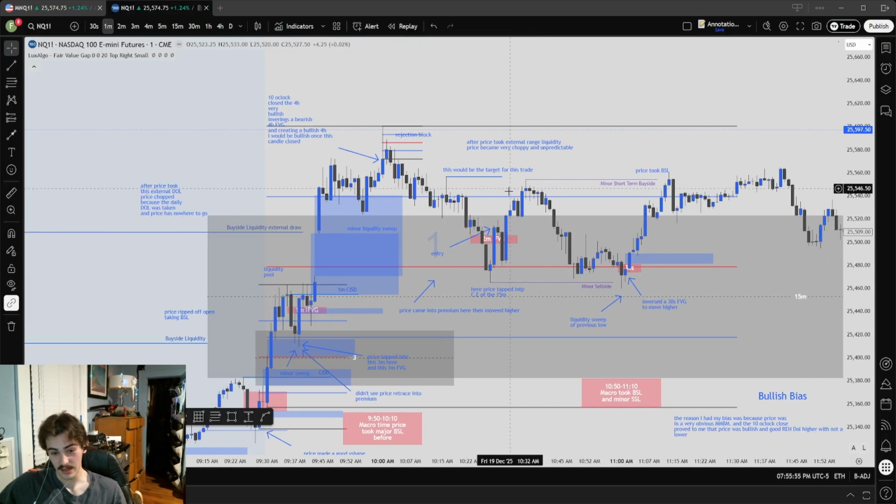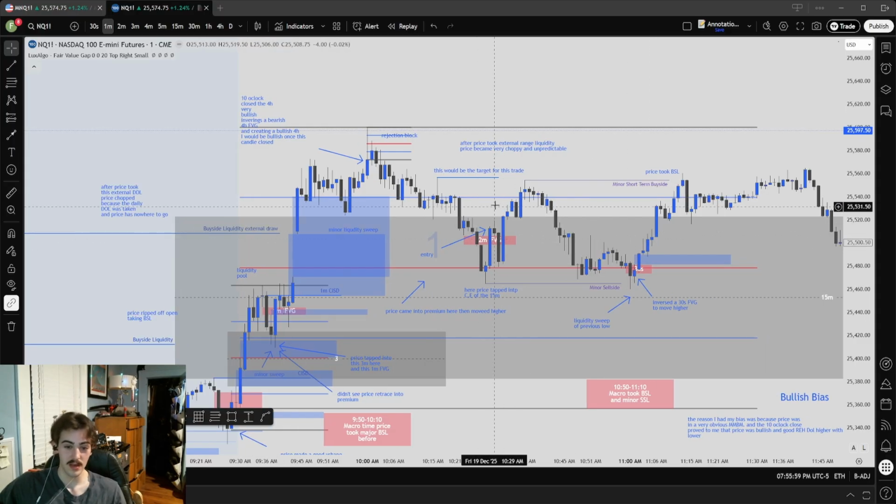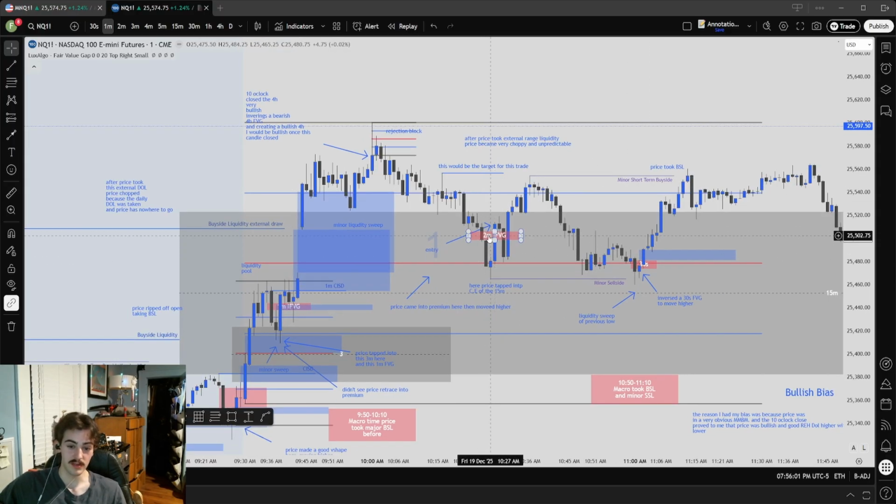Here we have another setup. This would have been the second setup for the day, probably the only setup. This really wasn't anything. We had price inverse this 2-minute IFEG, enter at the close of the candle. Stop has to be at this low. You're targeting this high wick here. You wouldn't want to target this. This is a rejection block. Wouldn't want to see this taken.